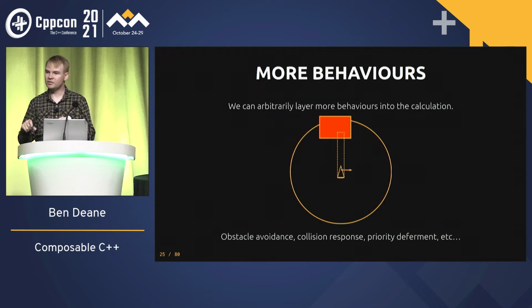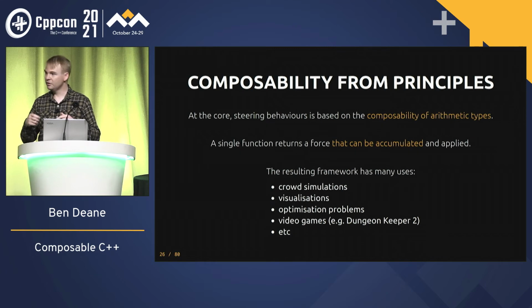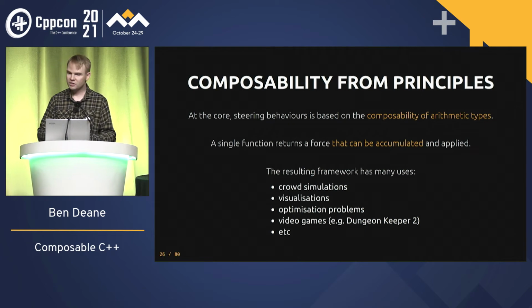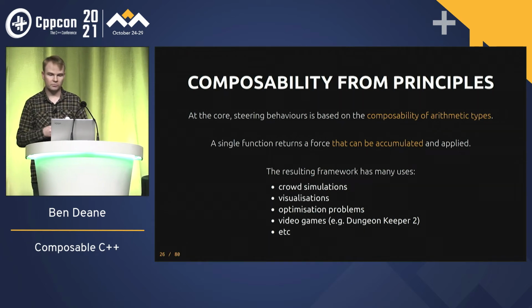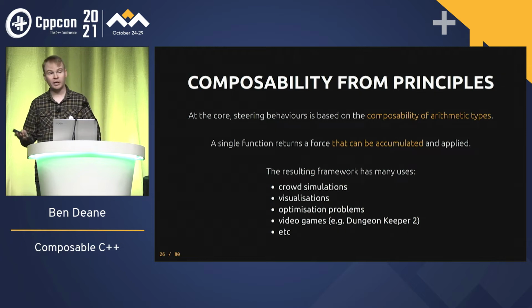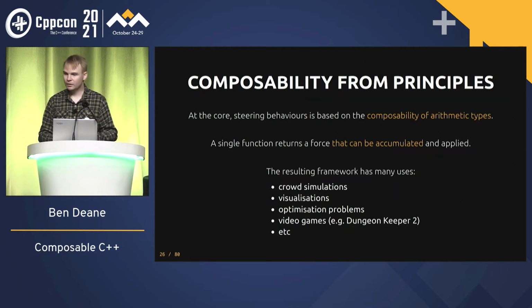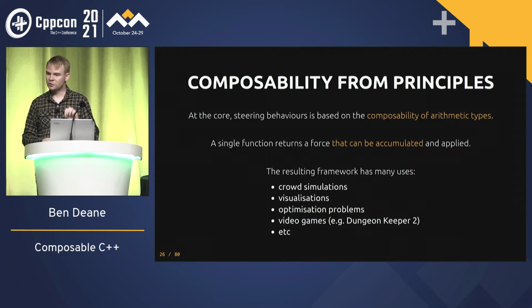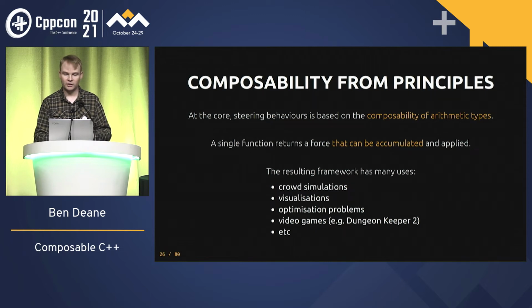Very simple function interface, just takes the world parameters and returns a single thing, a force vector. But it's the composability of that force vector that unlocks this very complex emergent behavior. And this has been used for more things than just graphical flocking boids. It's been used for crowd simulations, optimization problems, automatic programming of internet radio stations, I'm told by Wikipedia. And it's just based on this function that returns, in some sense, a force, a numeric value, an arithmetic value, that can be accumulated and applied.